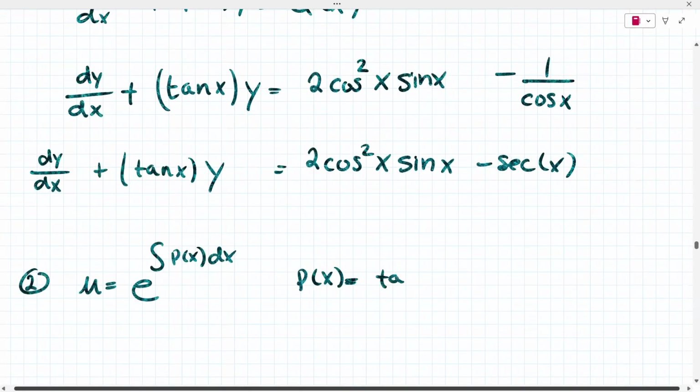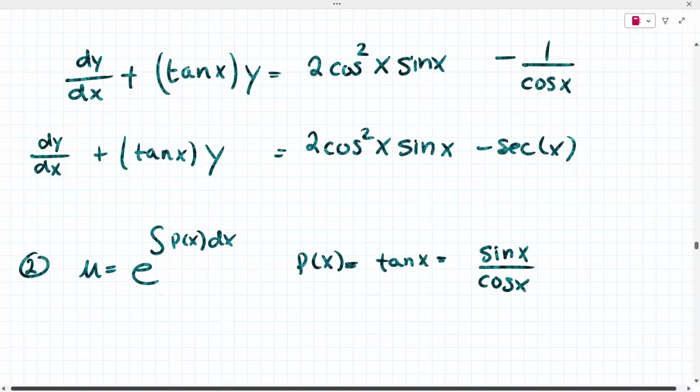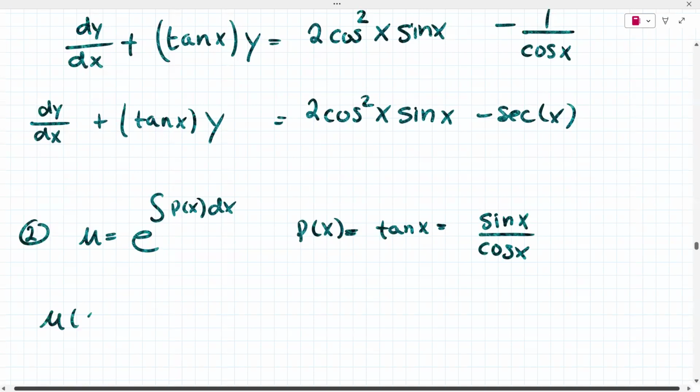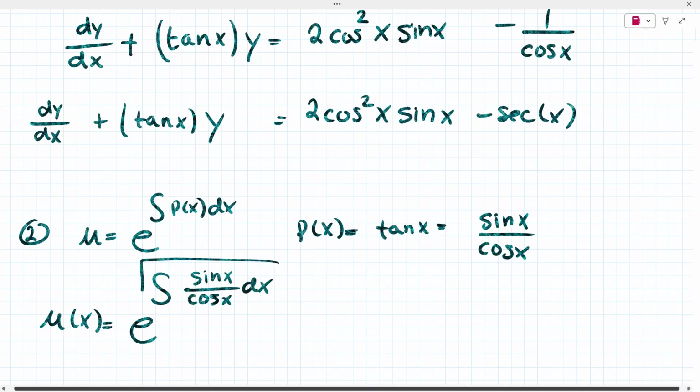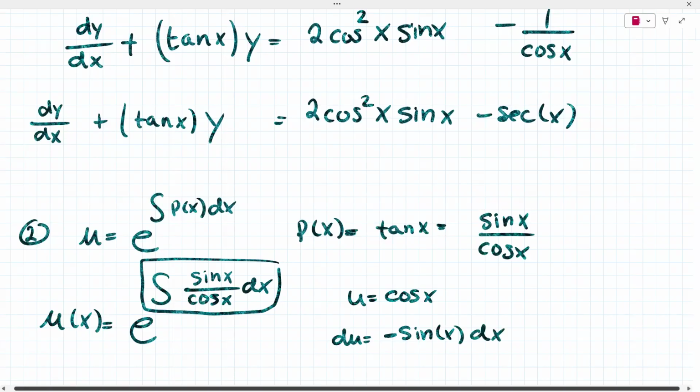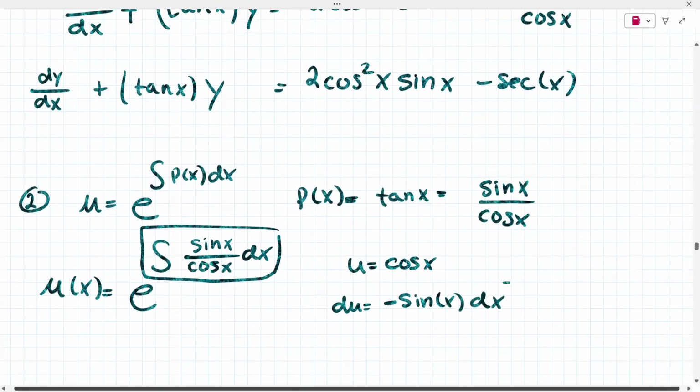So you can say tan of x, or you can also say sine of x over cosine of x, right? They're the same thing. So it's going to be mu of x equals e to the integration of p of x, which is sine of x over cosine of x dx. And then how do you take the integration of this? You could use u substitution. So your u is cosine of x, and my du is negative sine of x dx. And I think we have to get rid of this minus, so we're going to multiply everything by -1.